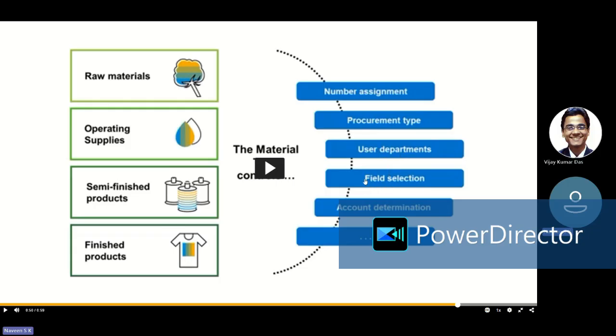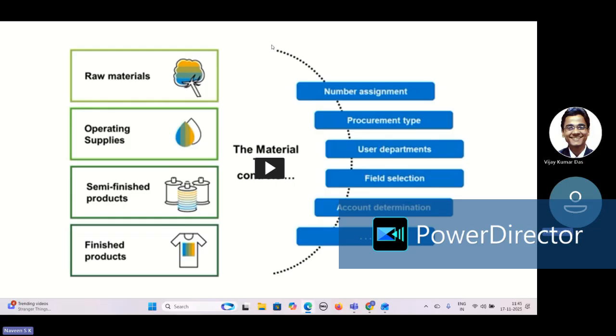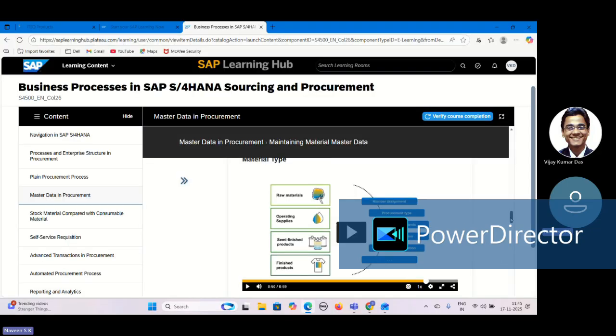Field selection means which fields will be allowed to enter data. That will be controlled by the material type only. In OMS2, you define the screen fields which are to be there for each material type. And account determination, which GL account, will also be controlled by the material type. Valuation class. So these are the important control parameters for material type.